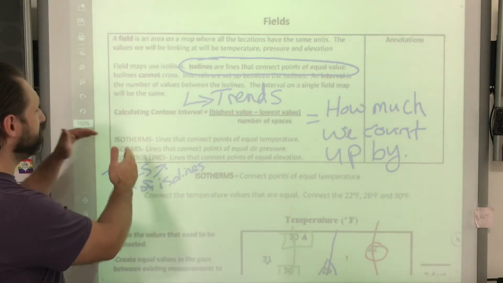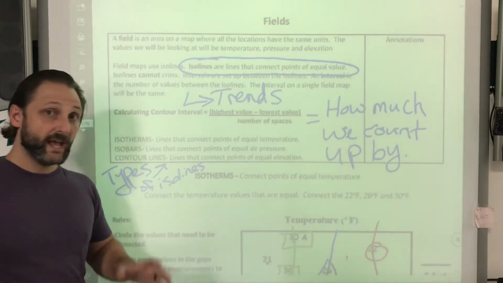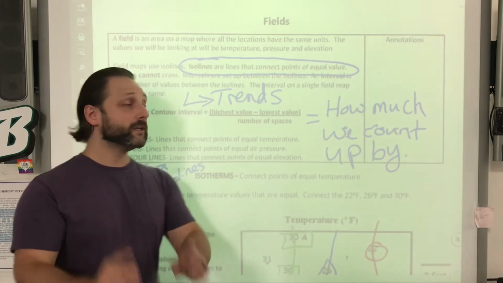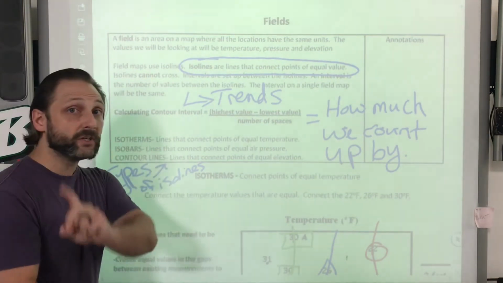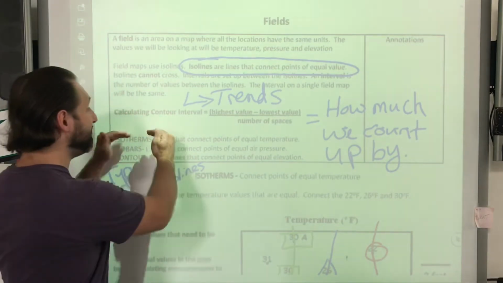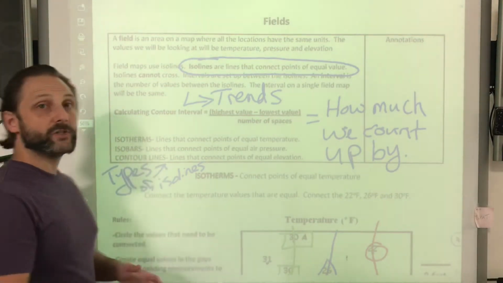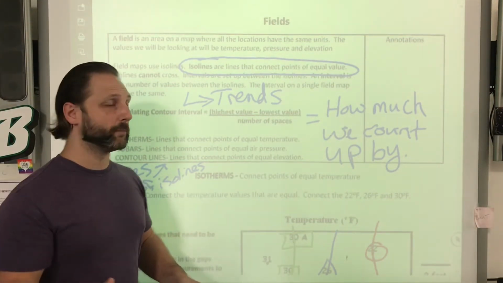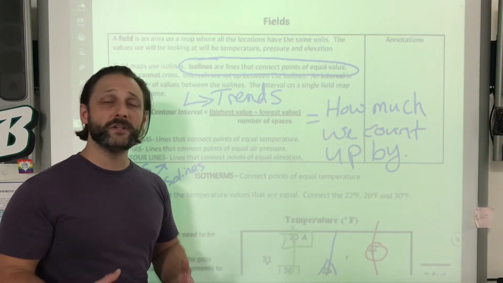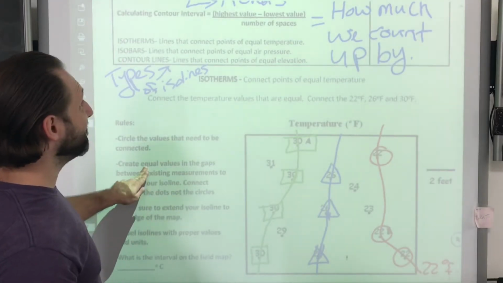We've got isotherms, isobars, contour lines. All these are types of isolines, each of them connecting different values with different units. However, if we look specifically at just isotherms, they only connect points of equal temperature. So within each of these, the units are homogeneous. Isobars, you're connecting nothing but pressure, usually air pressure. And then contour lines are lines that connect points of equal elevation, which will lead us eventually into the topic of topography. So let's talk about connecting these isotherms.